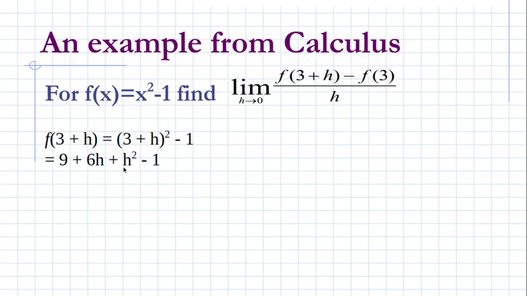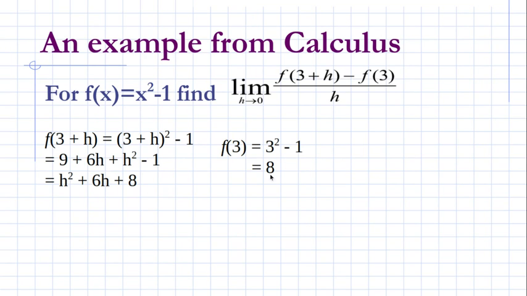And then we can just combine like terms. The 9 minus 1 will be 8. And then if we want to, we can write this in standard form. So f of 3 plus h will simplify to be h squared plus 6h plus 8. And then we also need to evaluate f of 3. So f of 3, we're going to replace 3 in for x, or replace x with 3 here. So that gives us 3 squared minus 1, which is 9 minus 1, which is 8.